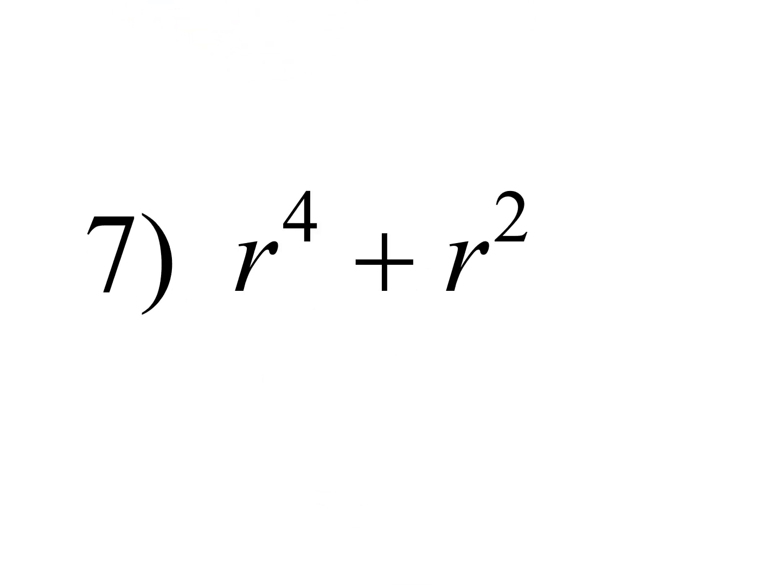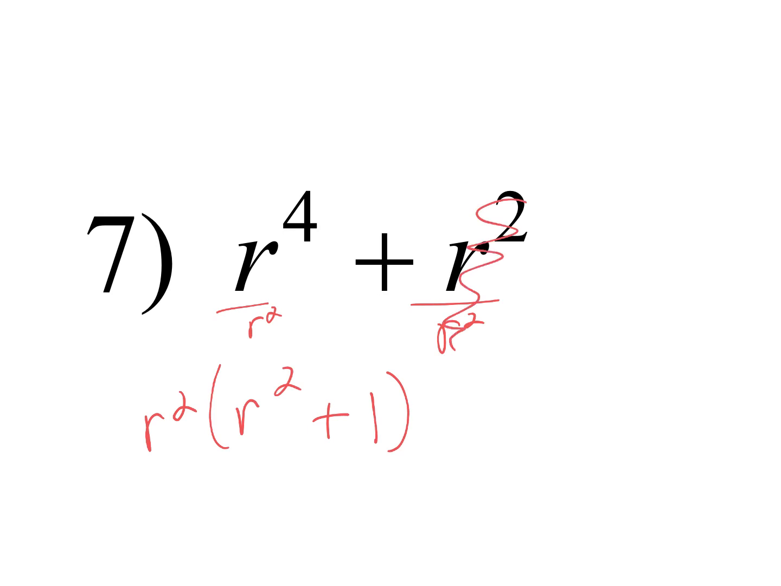R to the fourth plus r squared. What do we have? Take out r squared. Good. So if I divide both terms by r squared, r to the fourth divided by r squared gives me r squared. Good. Plus, what's r squared divided by r squared? 1. Guys, it does not cancel out and just go away. Anything divided by itself is 1. So make sure you are paying attention to that. Questions?